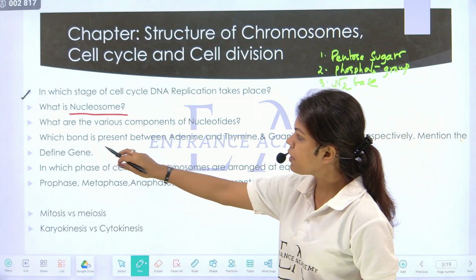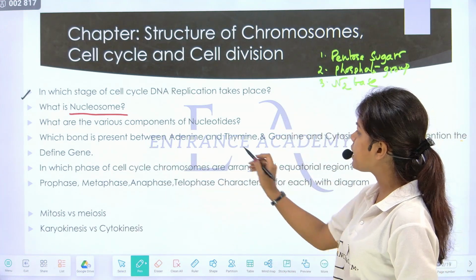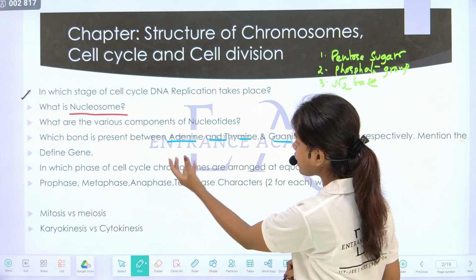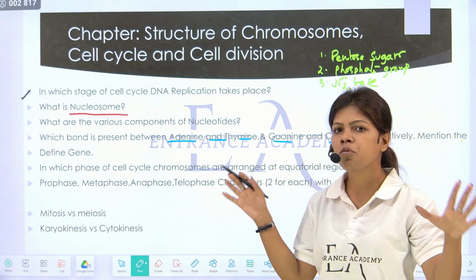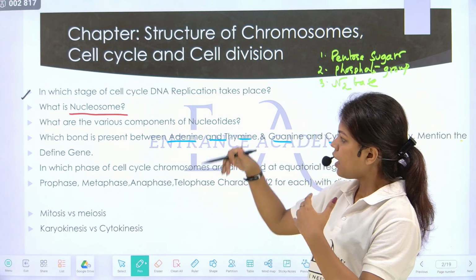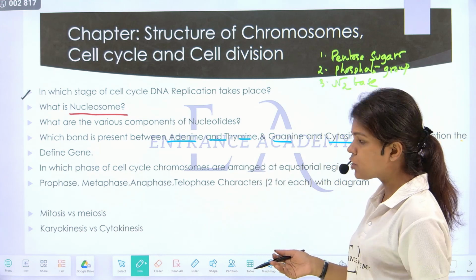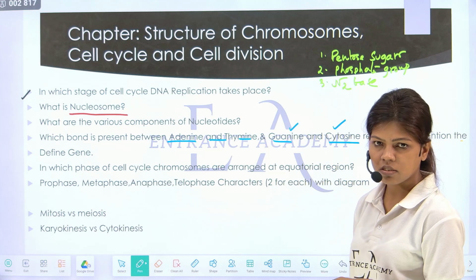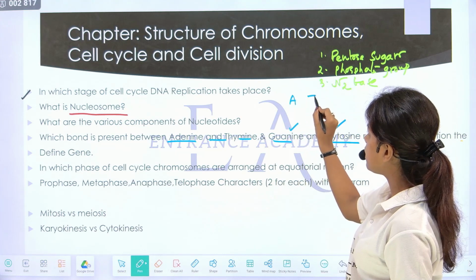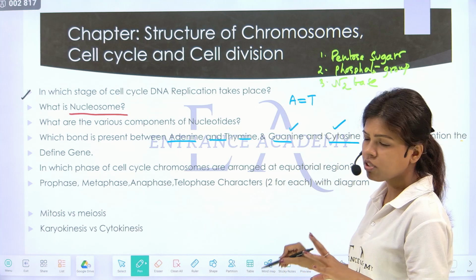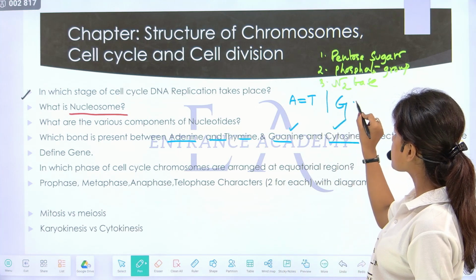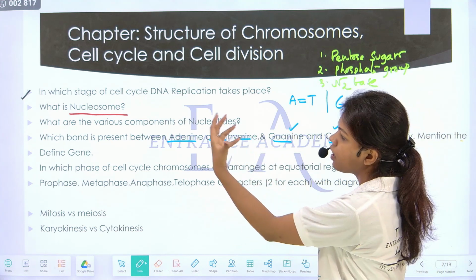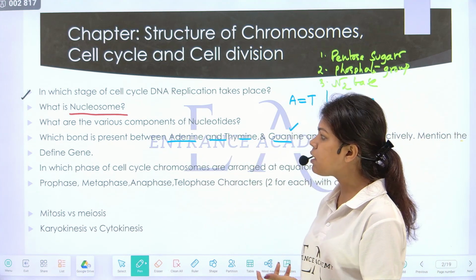Next, which bond is present between adenine and thymine and guanine and cytosine? First of all, adenine, thymine, guanine and cytosine, these four are the nitrogenous bases. Adenine and thymine pair with each other, whereas guanine and cytosine pair with each other. Adenine pairs with thymine by means of 2 hydrogen bonds, whereas guanine pairs with cytosine by means of 3 hydrogen bonds.